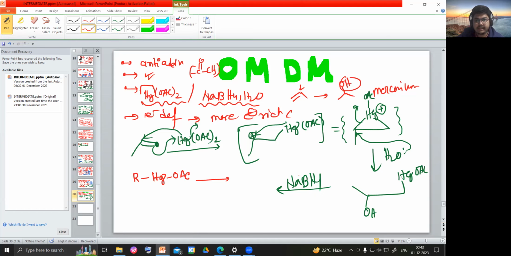NaBH4 means Na plus BH4 minus. BH4 minus I can write as B bond BH3 minus Na plus. This is actually NaBH4. Now what will happen? This hydride will attack there and OAc will be removed. So R-Hg-H. Then homolytic cleavage will occur. So R dot plus HgH dot.